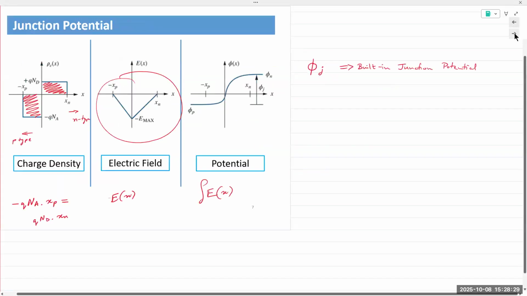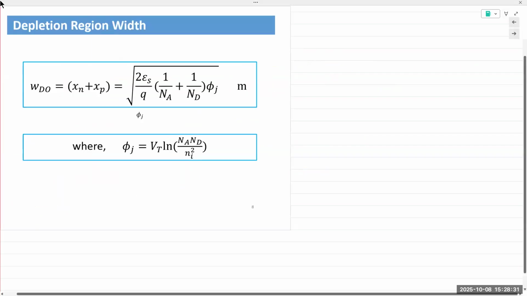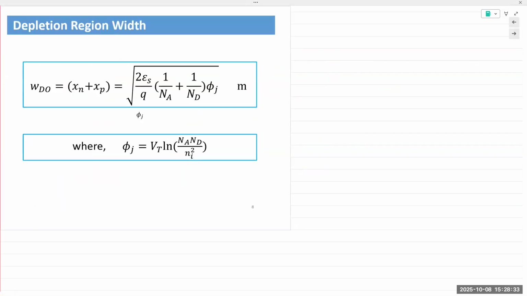So, depletion region width. What is the width of the depletion region? So this equation describes the width of the depletion region.